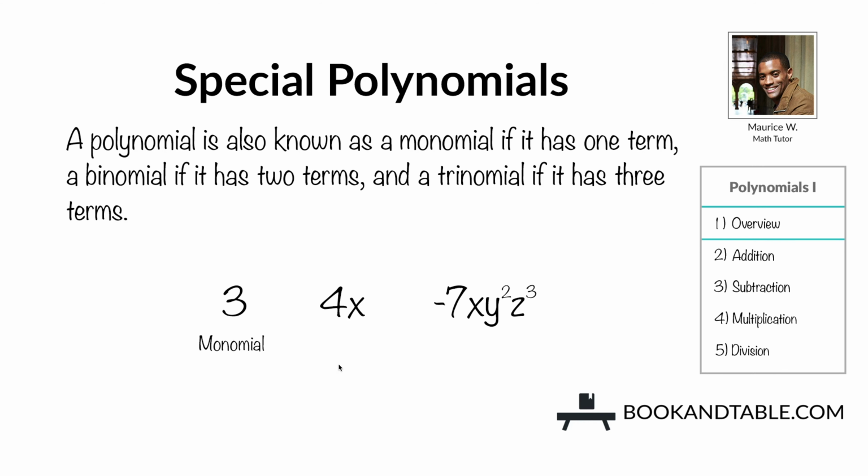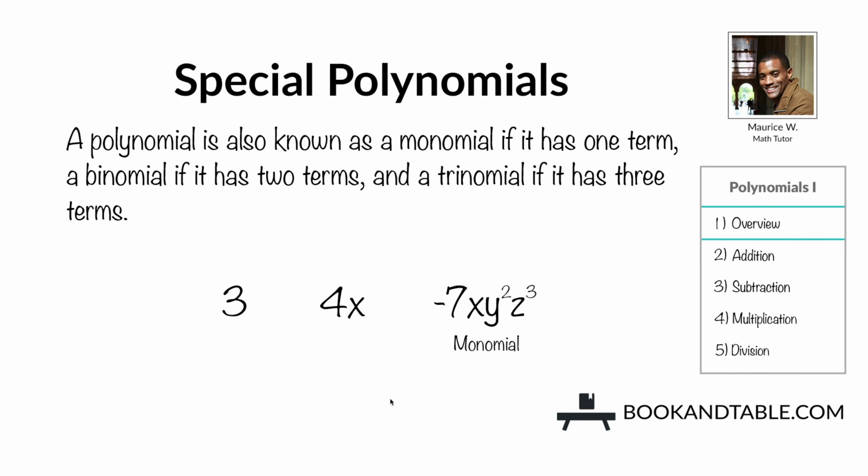So for example, the constant 3 is a monomial. 4x, a coefficient of 4 times the variable x, is considered a monomial. They're being multiplied times each other, so this product is considered a singular term. And negative 7x y squared z cubed, they're also being multiplied times each other, so this is all considered one term. And a singular term, again, is considered a monomial.